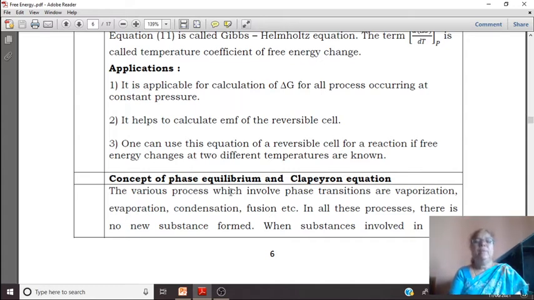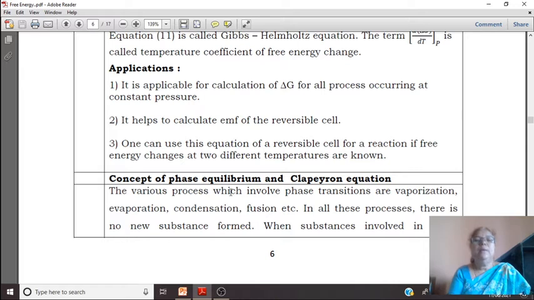It is nothing but equilibrium between two phases. Suppose in a phase change, if we heat a solid, it will melt at its melting point, and an equilibrium is established between the solid and its liquid. Then in the case of evaporation, if we heat the liquid at its boiling point, the liquid will get converted into its vapor, and an equilibrium is established between the liquid and its vapor.